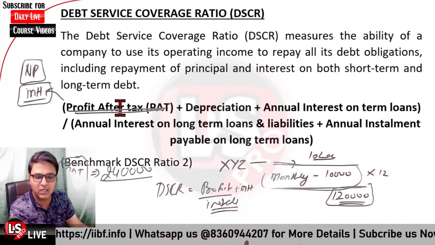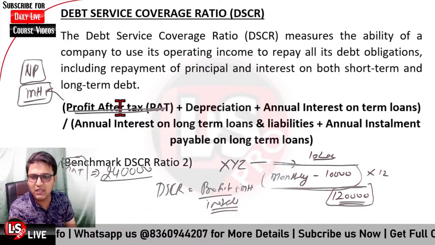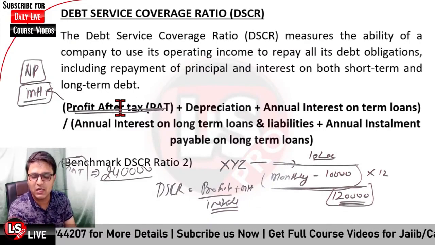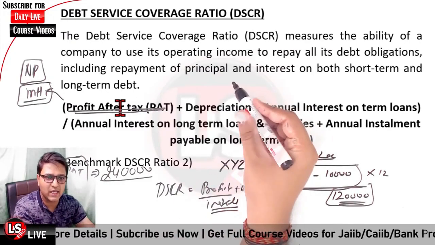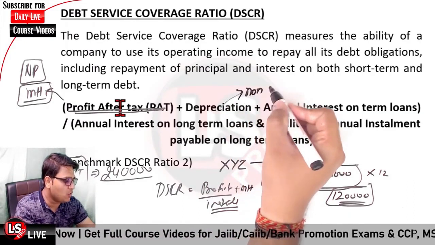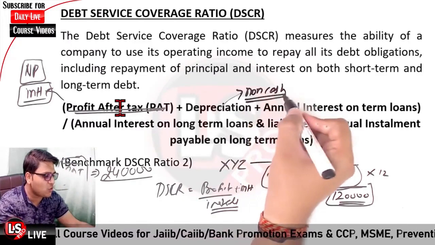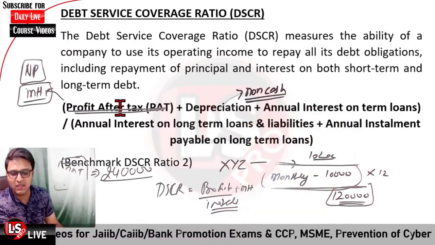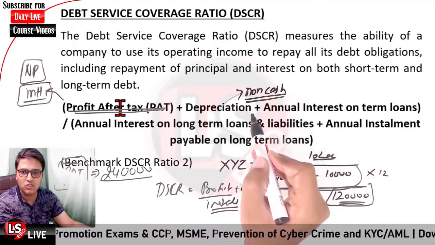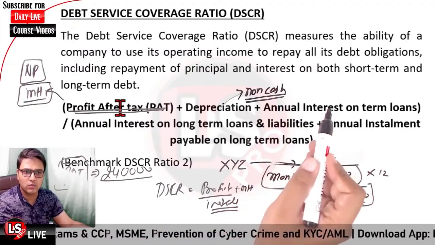Okay, so now that these are equated, we have already gone through the concept of depreciation. Depreciation is a non-cash expense. It is basically charged on our fixed assets, but in case of depreciation, no cash goes out.